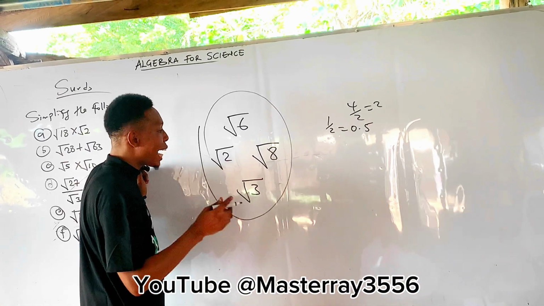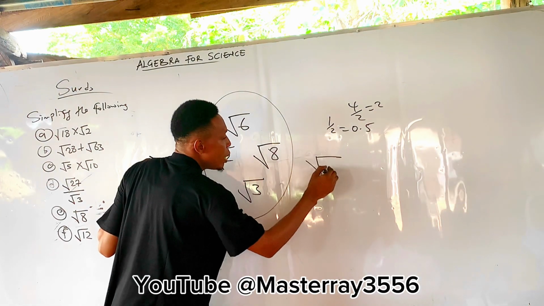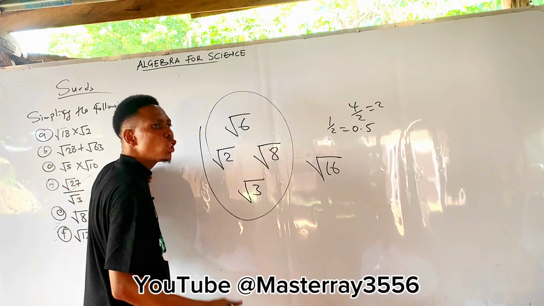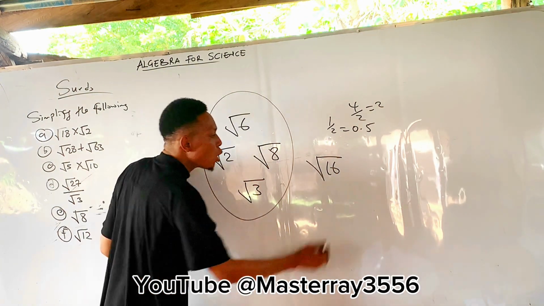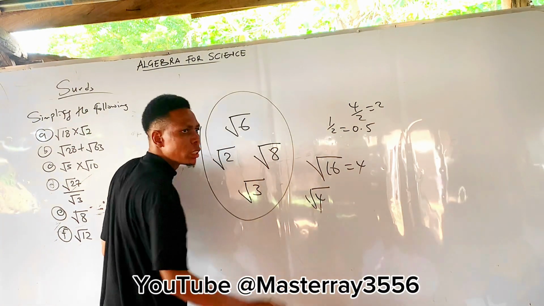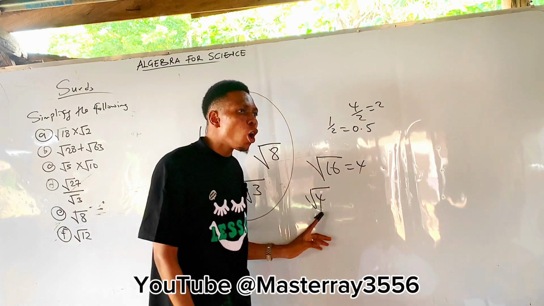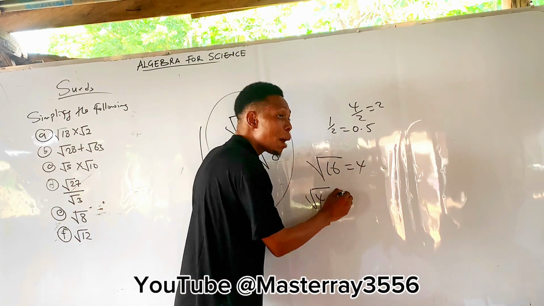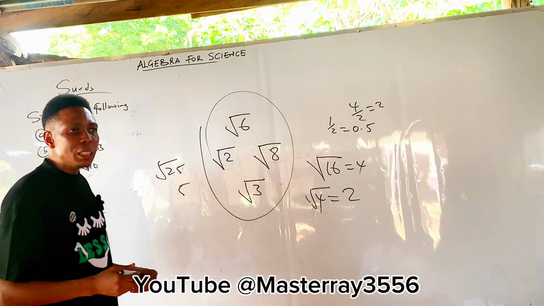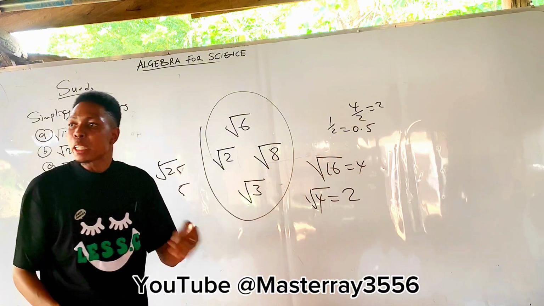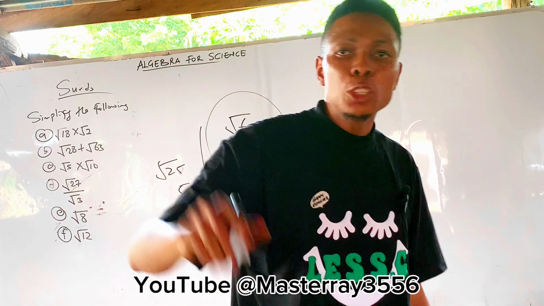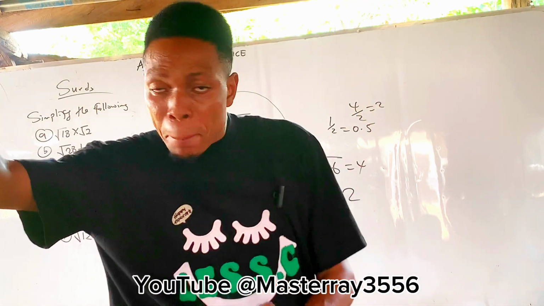But if you have something like square root of 16, this is not a surd, because 16 has a square root. Square root of 16 gives you 4. It's just like square root of 4. This is not a surd. Are you following? Because 4 has a square root. Square root of 4, you have 2. Square root of 25, you have 5. Are you getting me? Those ones that when you root, it will give you a whole number, is known as surd. Is that clear? All right.